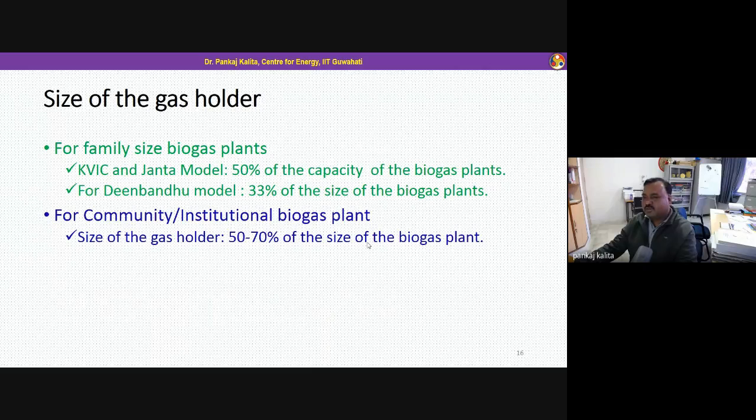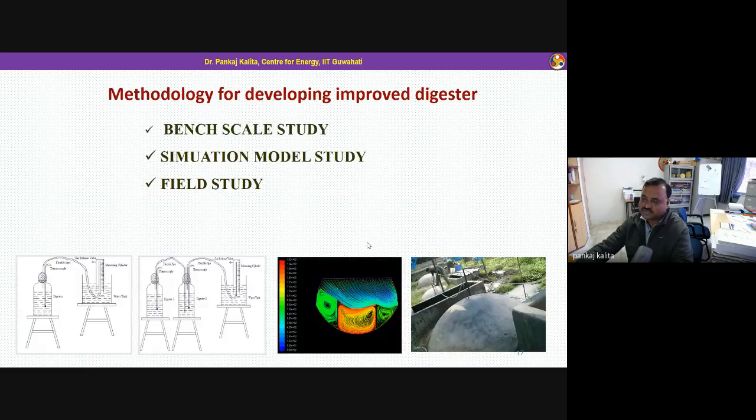And if we talk about size of gas holder for family size biogas plant like KVIC and Janata model, 50% of the capacity of the biogas plant is occupied by the gas holder. And for Deenbandhu model, about 33% of the size of the biogas plant is nothing but gas holder. Okay, and for community size or institutional biogas plant, the size of the gas holder is about 50 to 70% of the size of the total biogas plant. Okay, so these are some of the sizes normally used in most of the installations.